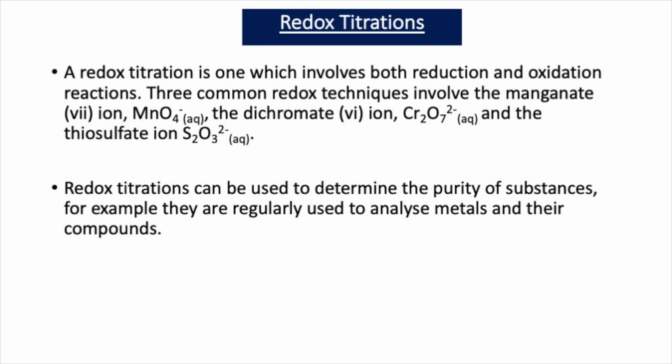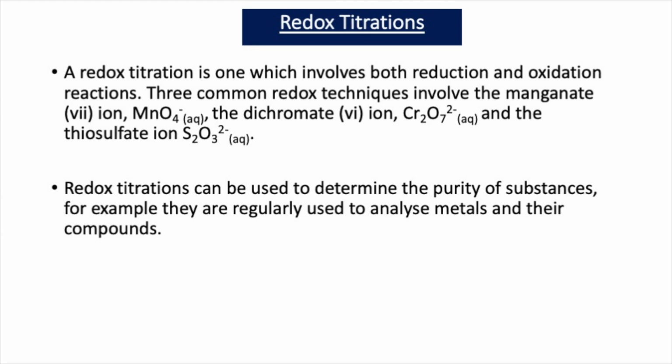Now, in our previous videos on redox titrations, we've discussed the fact that these titrations involve both reduction and oxidation reactions, and in the two previous videos we've discussed titrations involving manganate 7 and dichromate 6. And these two chemicals are oxidizing agents. They will cause another substance to lose electrons, and in the process they're themselves reduced.